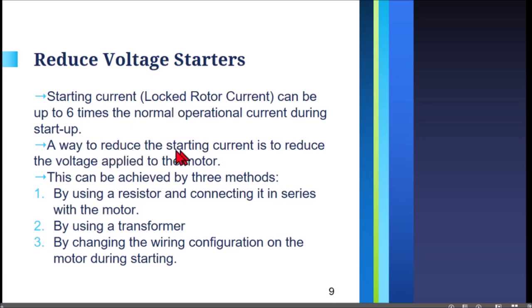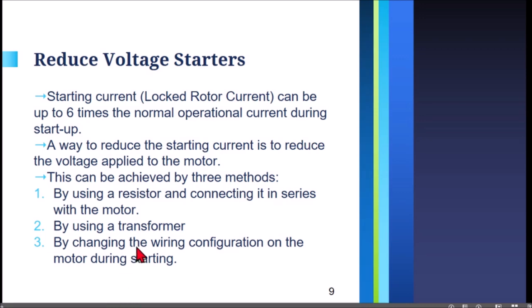So a way to reduce the starting current is to reduce the voltage applied to the motor. If we reduce the voltage, by basic Ohm's law we will also reduce the current, because the resistance of the motor is constant, as it depends on the winding. Reducing the voltage can be achieved by 3 methods: by using a resistor connected in series with the motor windings, by using a transformer, and by changing the wiring configuration of the motor during starting.